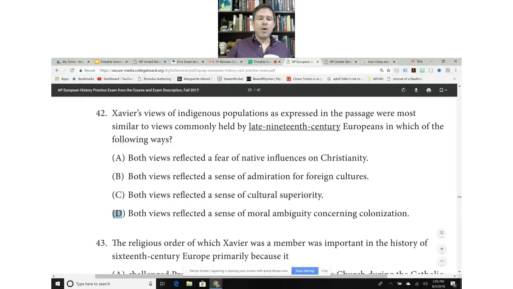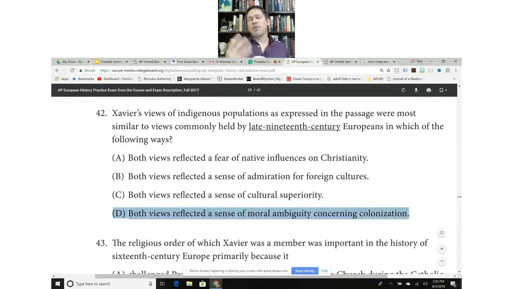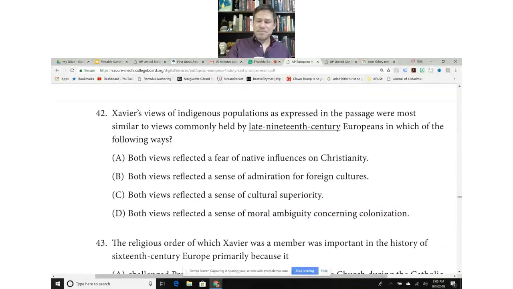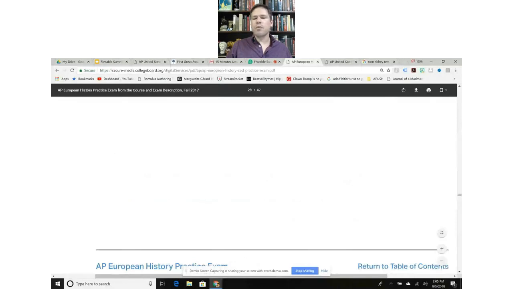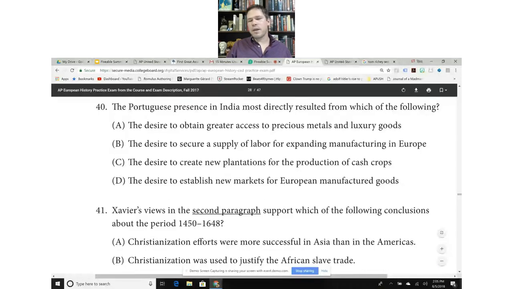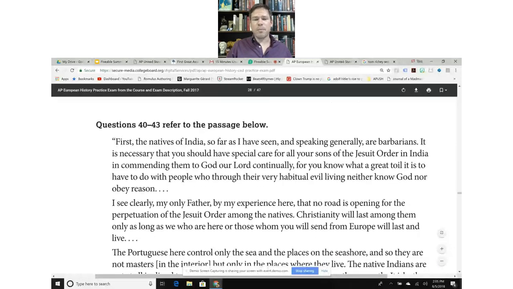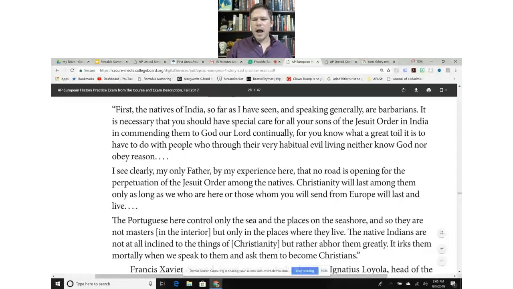Now, D: both views reflected a sense of moral ambiguity concerning colonization. Now, the thing is, before I even look back, just to make sure, there's one thing that's never going to describe a Jesuit, and that's moral ambiguity, okay? You think about this guy's a Jesuit missionary, that's probably unlikely. What I'm expecting to see here is the sense of cultural superiority. So then if we want to look back, and a lot of times the student will have read this, but it might be better to read some of the stuff afterwards. But let me go and kind of check my work here.